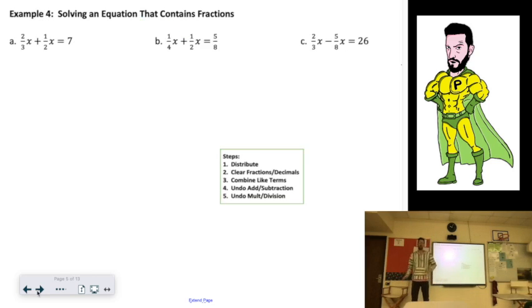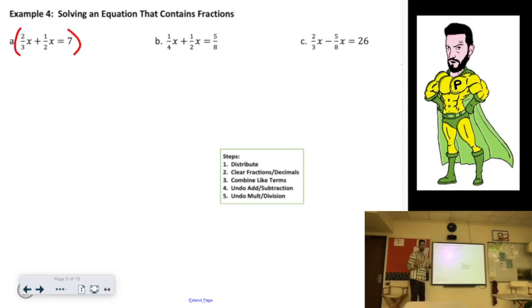Now let's bring back the fractions. Clearing the fractions sometimes is listed as step 1. I put it as step 2 because I think you should distribute and then clear the fractions if you need to. Now, these don't have any distribution, so we can go straight to clearing fractions. Remember, we look for a common denominator. For A, our only denominators are 2 and 3.